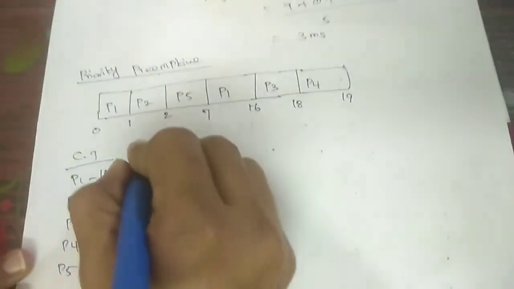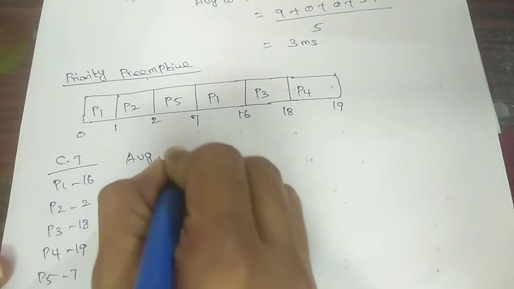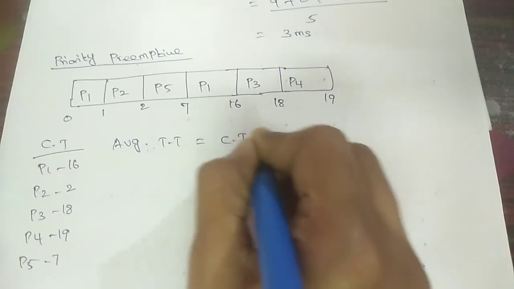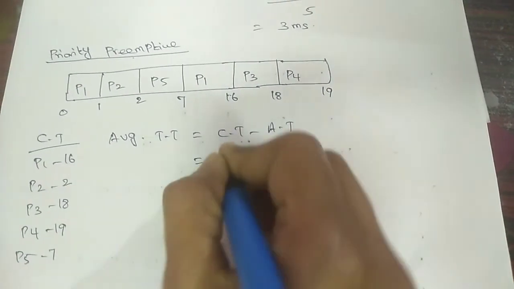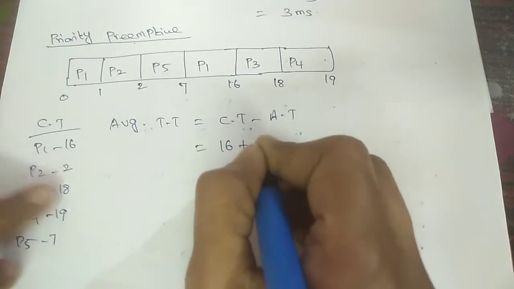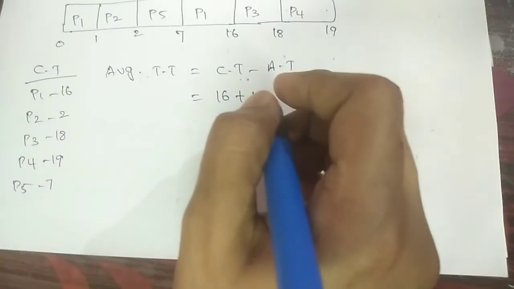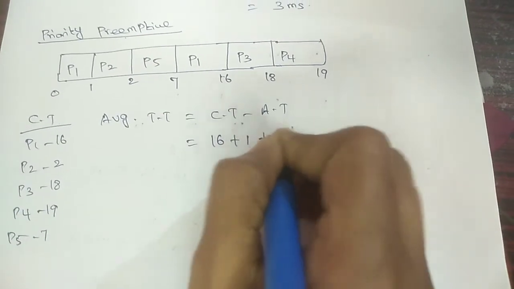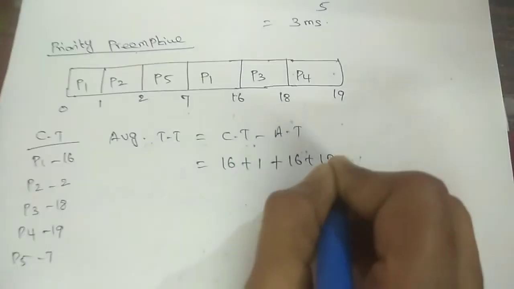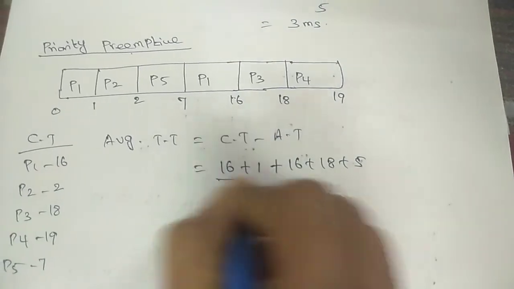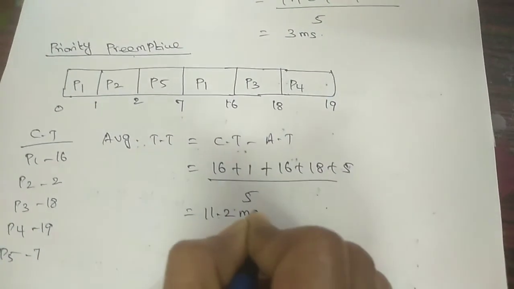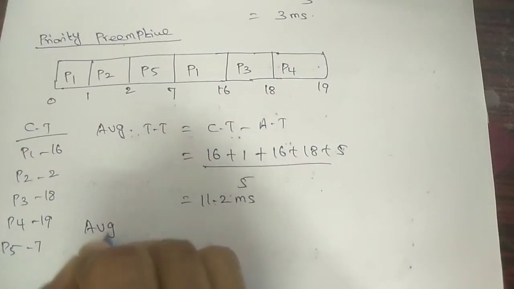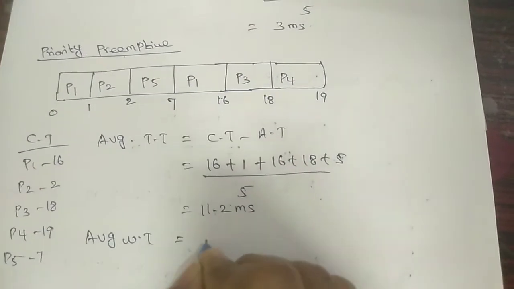Next you are going to calculate the average turnaround time. Formula is CT minus AT. First one is 16. Next for P2, 2 minus arrival time 1, that is 1, and 16, 18, plus 5, divided by 5. 11.2 milliseconds. Next you are going to calculate the waiting time.